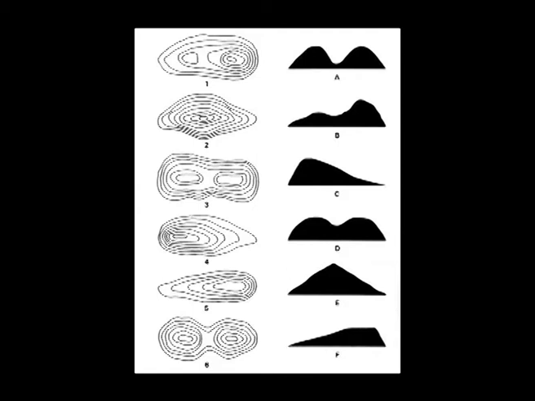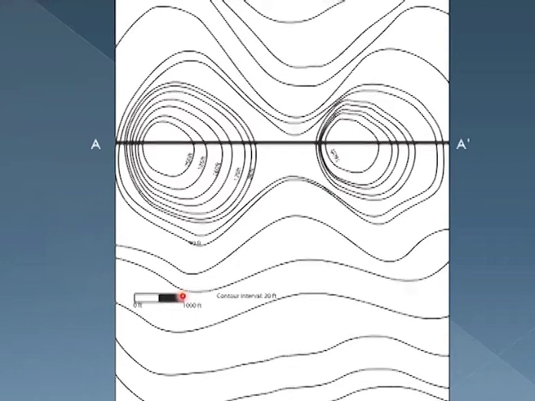The second rule is the rule of O's. The closed loops of contours are normally uphill on the inside and downhill on the outside, and the innermost loop is the highest area. If a loop instead represents a depression, some maps note this by short lines radiating from the inside of the loop called hachures.